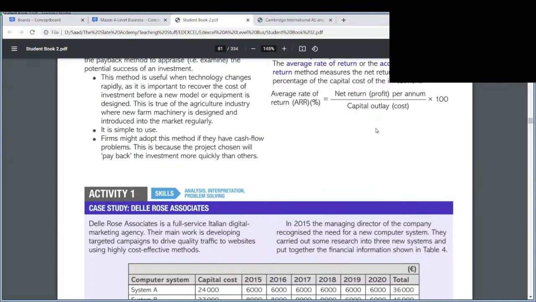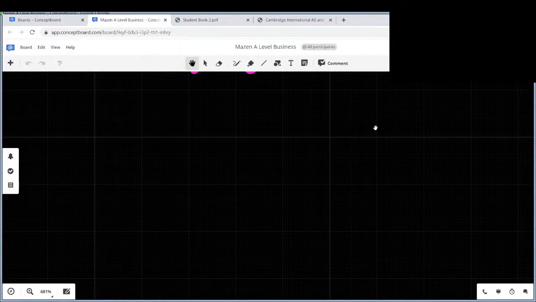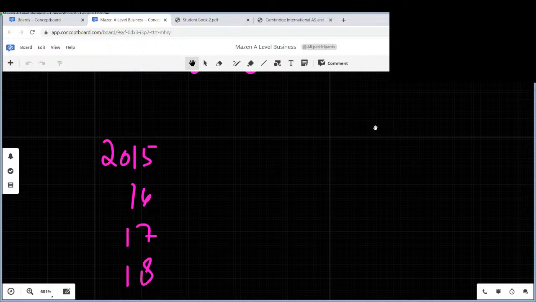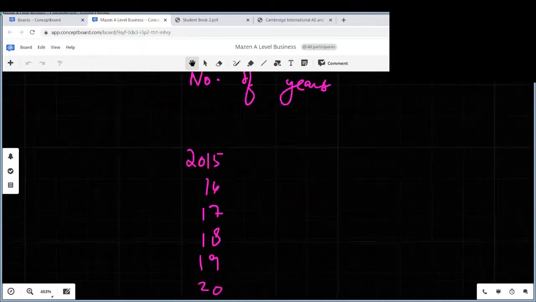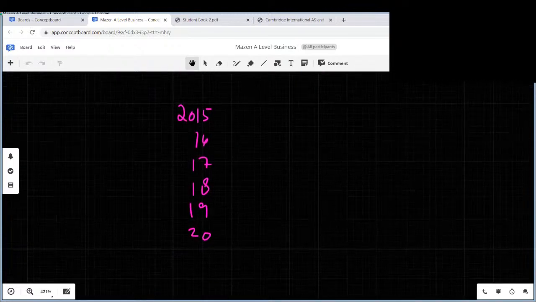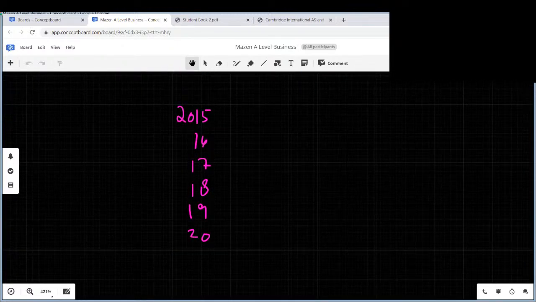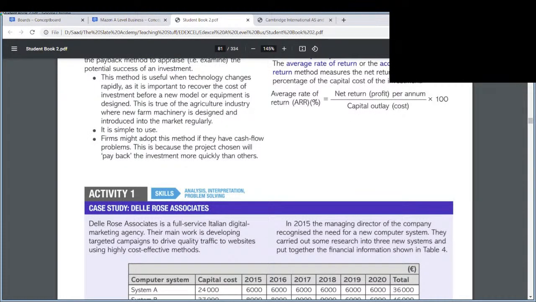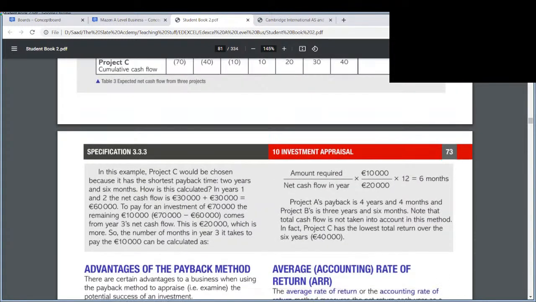Shall I write this down and then explain it in the form of a chart over here on the screen? Okay, so give me the years 2015, 16, 17, 18, 19, and 20. On the book, this is page 73.